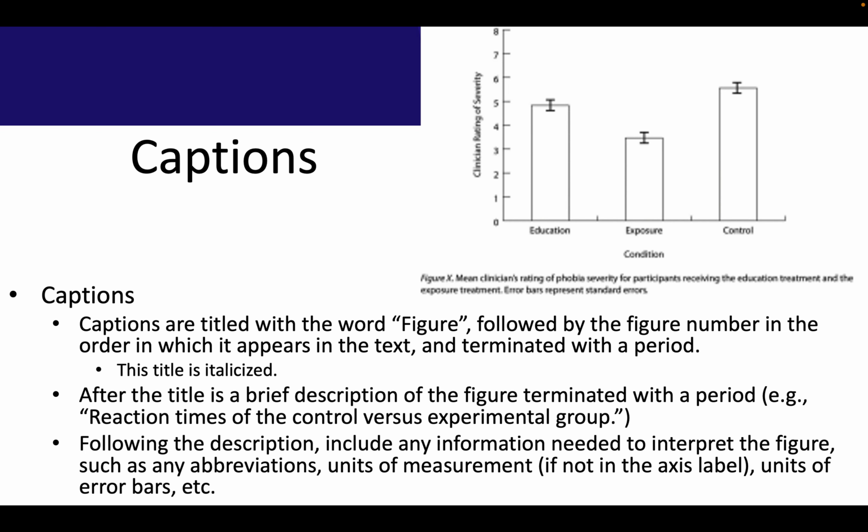Captions are titled with the word Figure, followed by the figure number in the order in which it appears in the text, and terminated with a period. This title is italicized, just like you see right here. After the title is a brief description of the figure terminated with a period, for example, reaction times of the control versus experimental groups. Following the description, include any information needed to interpret the figure, such as any abbreviations, units of measurement if not on the axis label, and units of error bars.